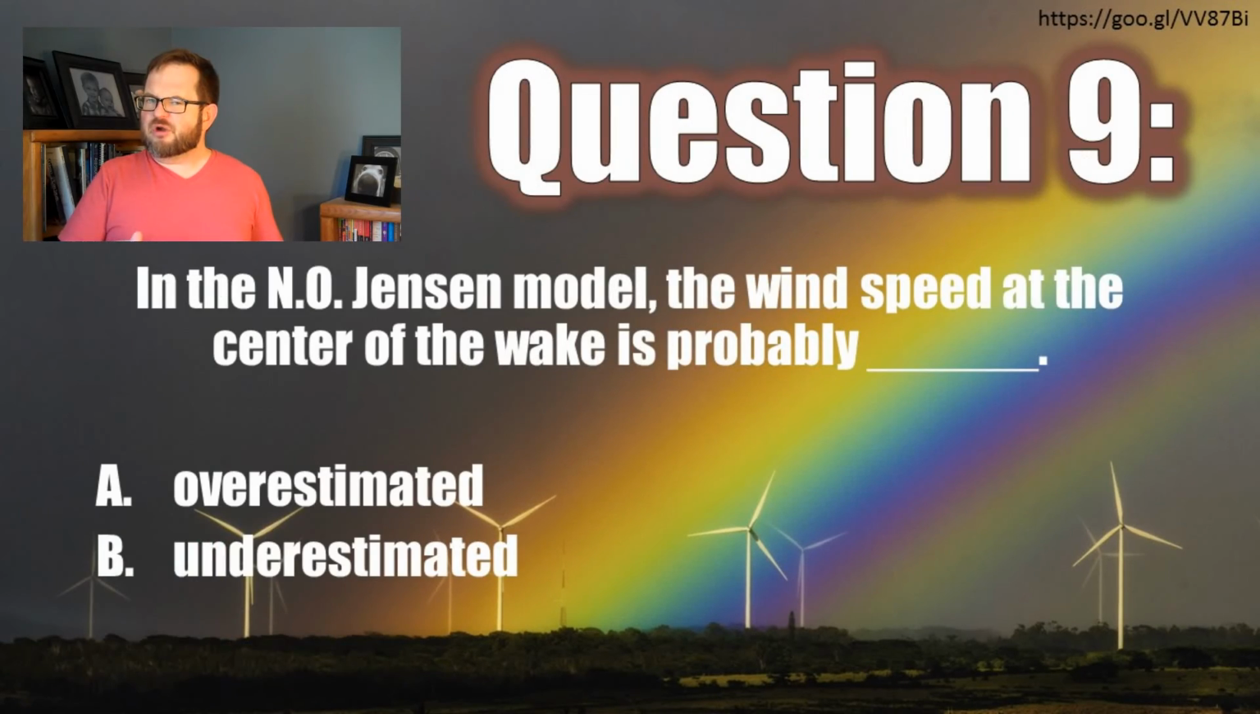Before we go on to our fourth part of this lecture, let's do a couple quick questions. Question 9. In the Jensen model, the wind speed at the center of the wake is probably A, overestimated, or B, underestimated. What I want you to do is to remember that we think Ansley is probably closer to right, so what does that tell us about the error in Jensen? Is Jensen overestimated or underestimated? Make a choice for those two options and get a little feedback before you move on to question 10.